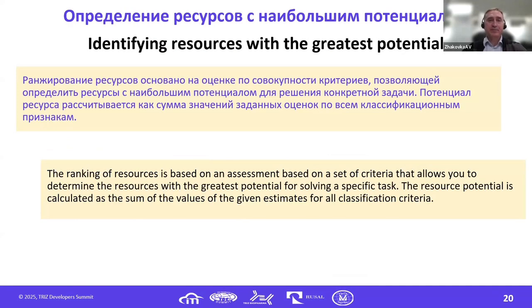Now, further procedure. We need to rank resources with the highest potential for further selection and screening. The ranking of resources is based on an assessment based on a set of criteria that allows you to determine the resources with the greatest potential. When we combine all these assessments and estimates, as a result, we receive the resources with the greatest potential to solve a particular problem.